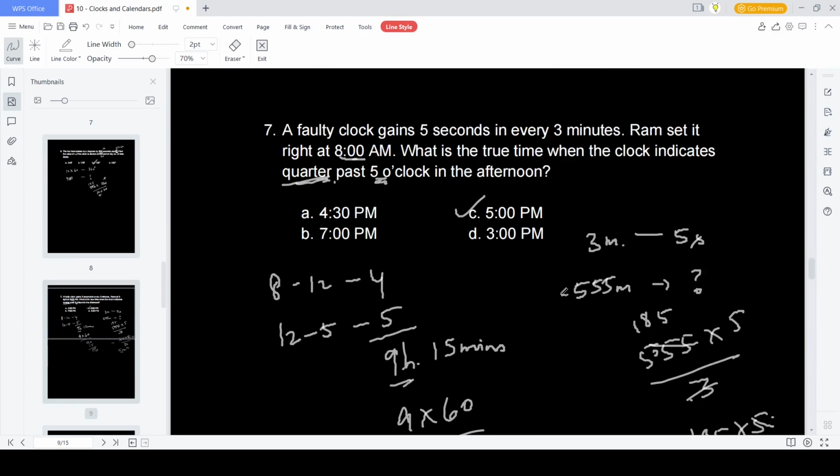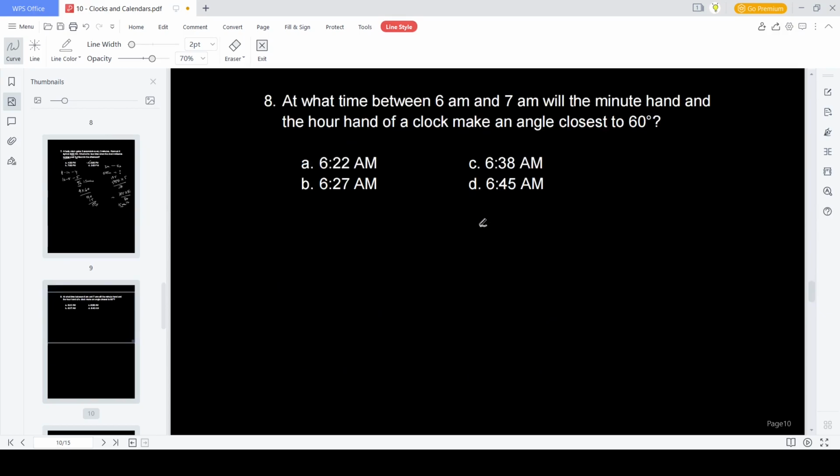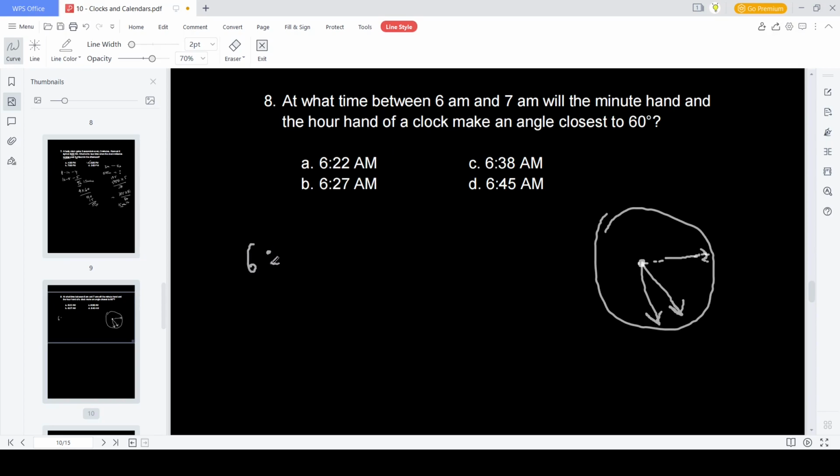Okay, next question. At what time between 6 a.m. and 7 a.m. will the minute hand and hour hand make an angle closest to 60 degrees? So let's assume the time at which this happens is nothing but 6 hours are passed, and there are x minutes passed. Okay, fine. Now we need to find out this x minutes. Okay, we'll do that. Now let's assume the minute hand is like this and the hour hand is like this, and that time it's making an angle closest to 60 degrees.